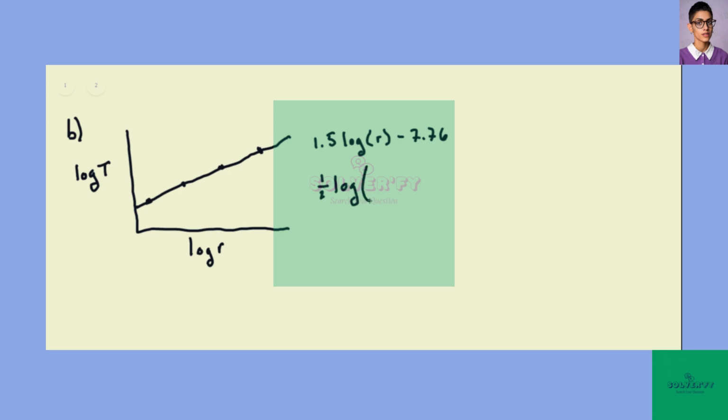So 1/2 log of 4 pi squared over G m_J equals the intercept. So the mass of Jupiter, then, you just solve this. 4 pi squared over G times 10 to the 2b.